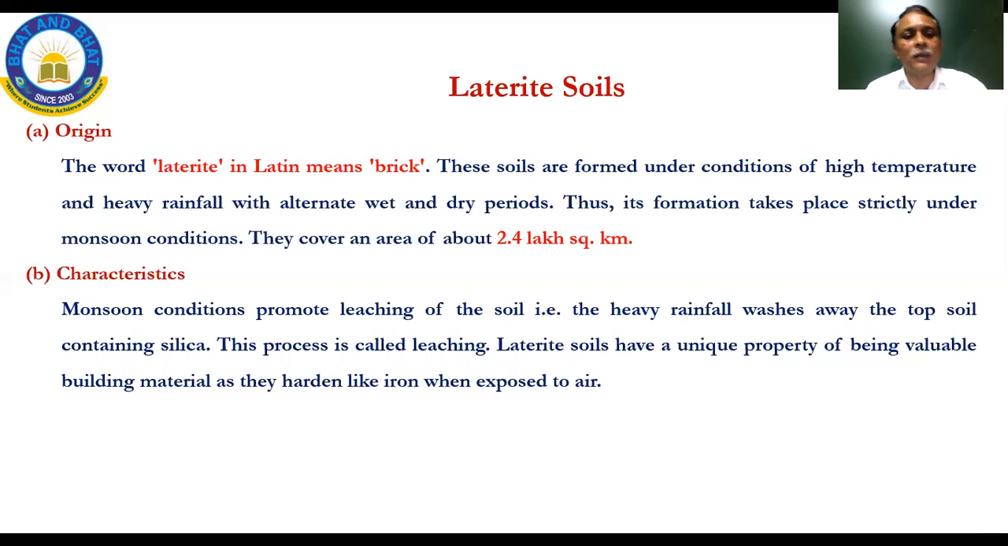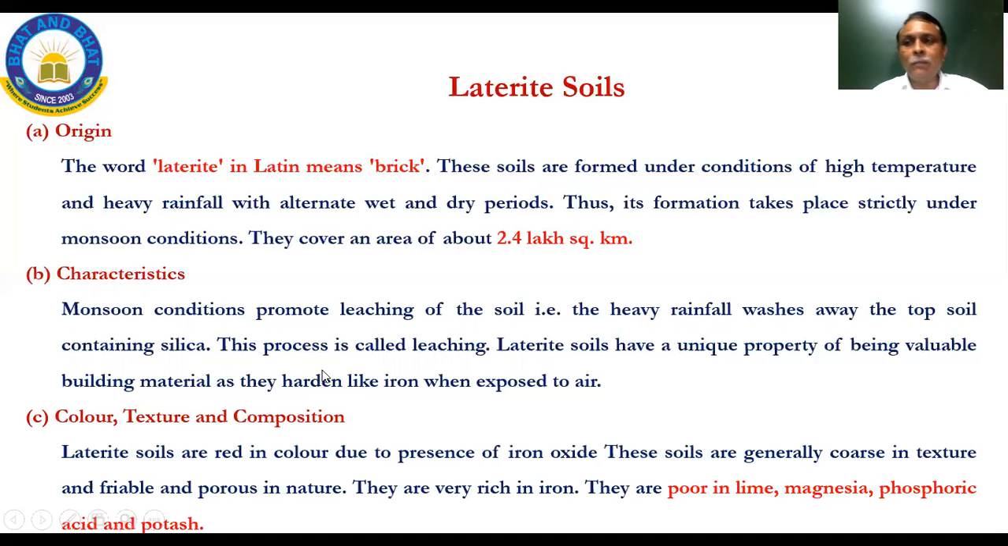Laterite soils have a unique property of being valuable building material as they harden like iron when exposed to air. That's what I told. They cut it out of the ground, and once it is exposed, it is as hard as rock. They are used as blocks. The main crops we will see here are cashew plantation, coconut plantation, areca nut. Because these are in coastal areas and water doesn't stay on them, all these crops are ideal for that.